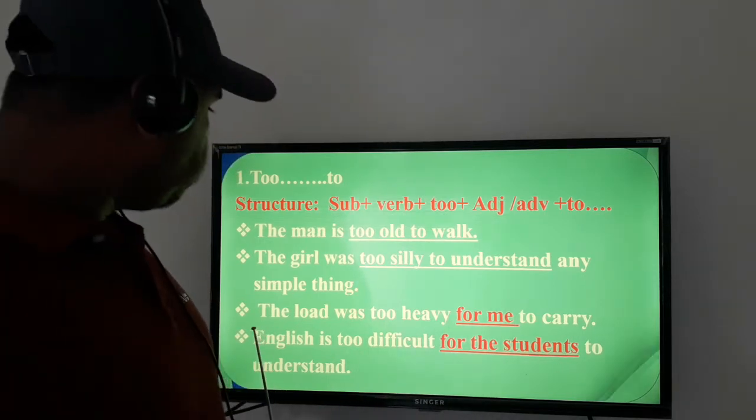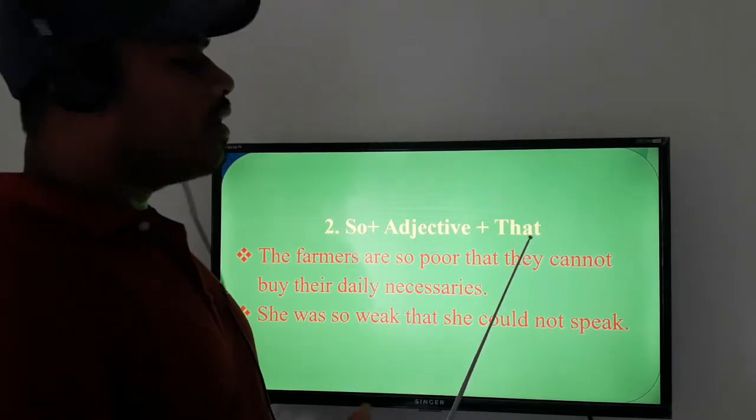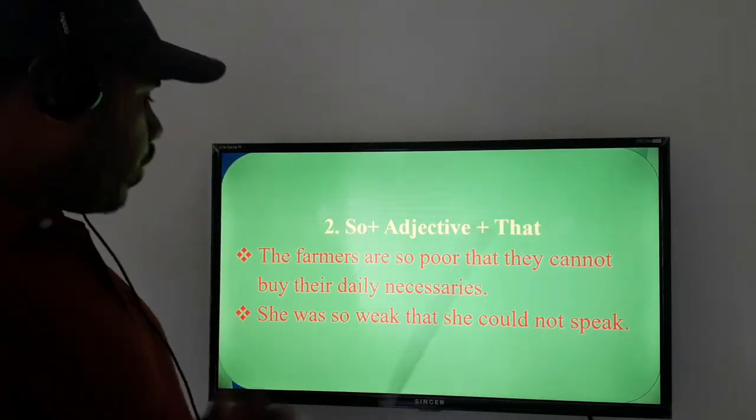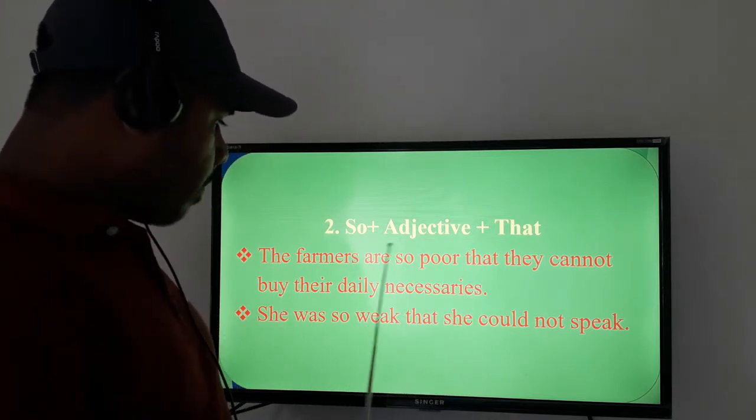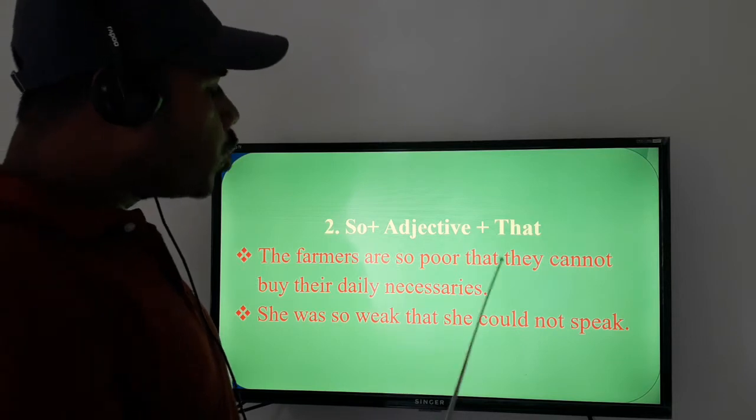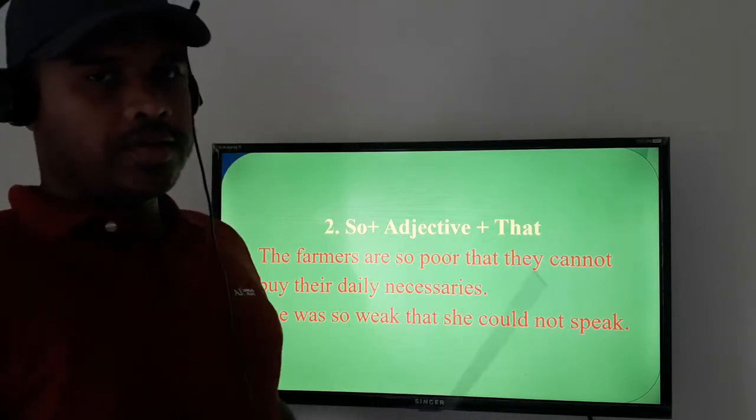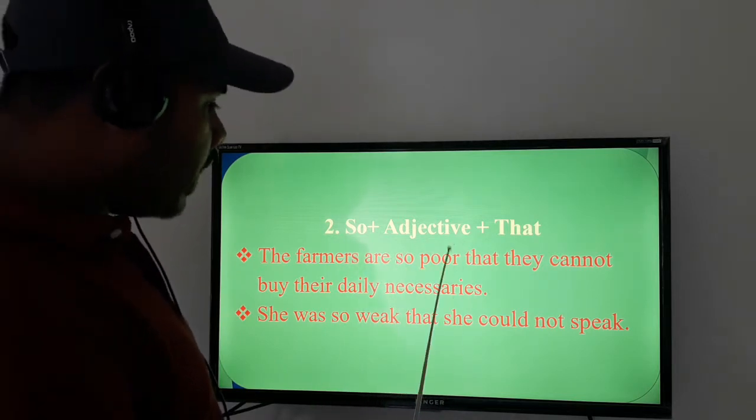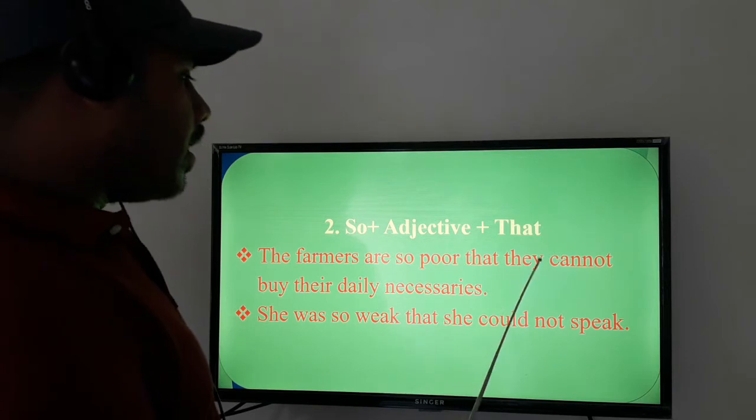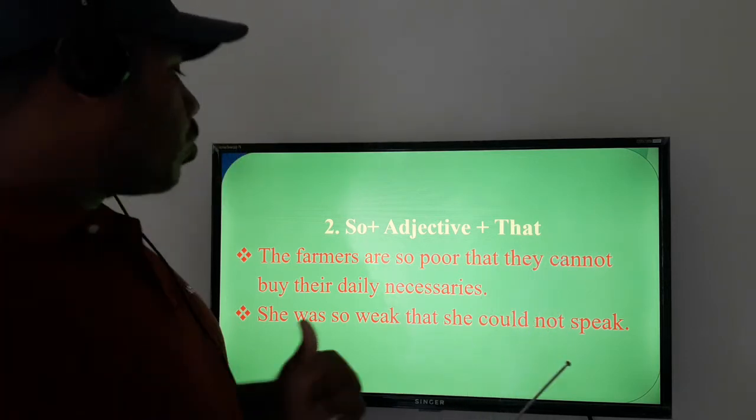And number 2, that is so, adjective, and then that. So dot dot and that. We can say like this: the farmers are so poor. Have a look. Farmers are so poor that they cannot buy their daily necessaries. So what is the way? The farmers are so poor. That is adjective, and then that. Then you have to bring the subject again, and you have to put cannot or could not.